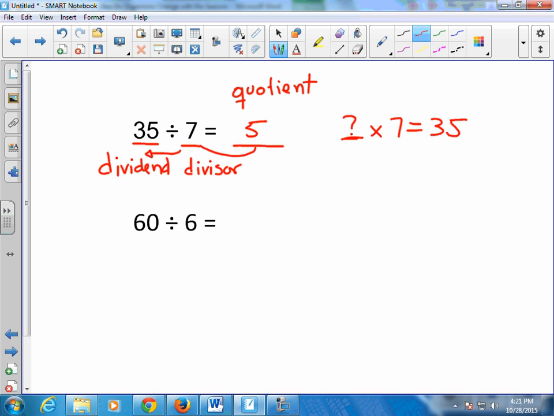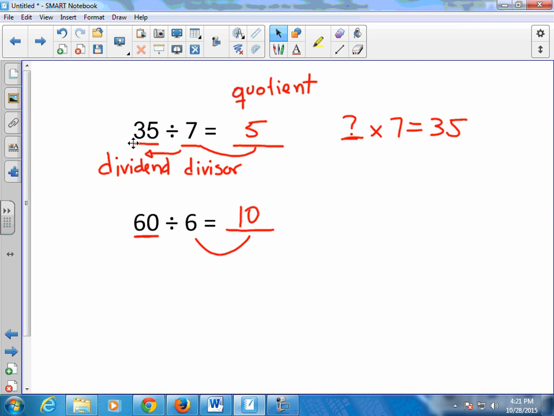Okay, I have another exercise. How about 60 divided by 6? Well, think of a number that when you multiply times 6, you get 60 as an answer. And what will be the number? Yes, 10. So the quotient for 60 divided by 6 is 10.